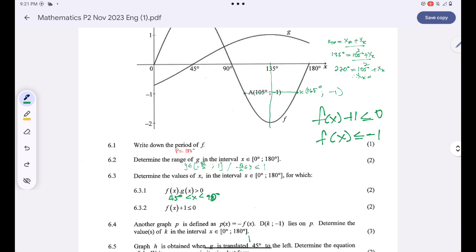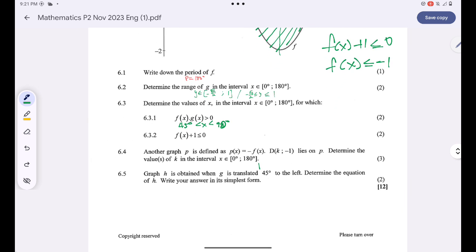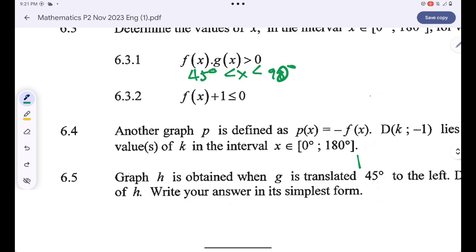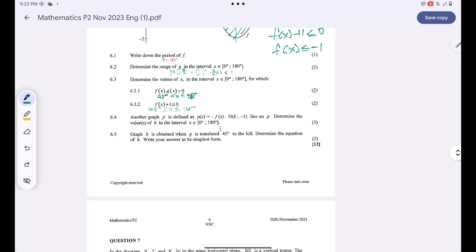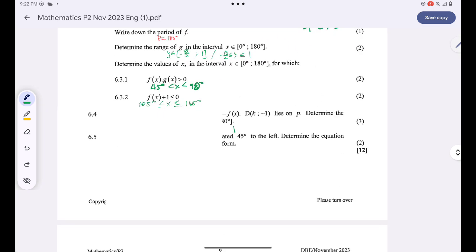So I know that to answer this question, my graph is below -1 whenever x is between 105 and 165. This is true when x is between 105 degrees and 165 degrees. Okay.